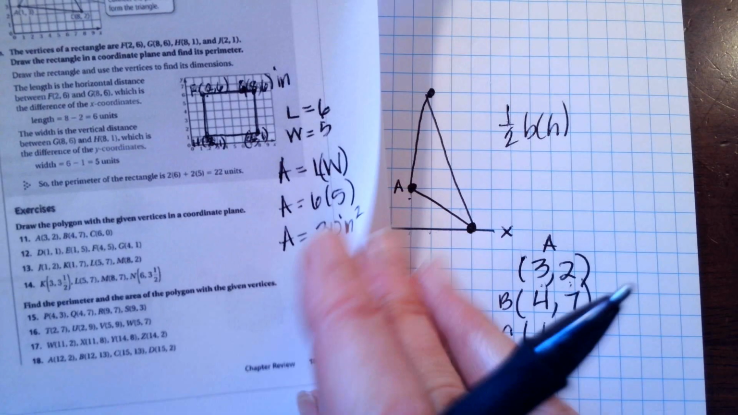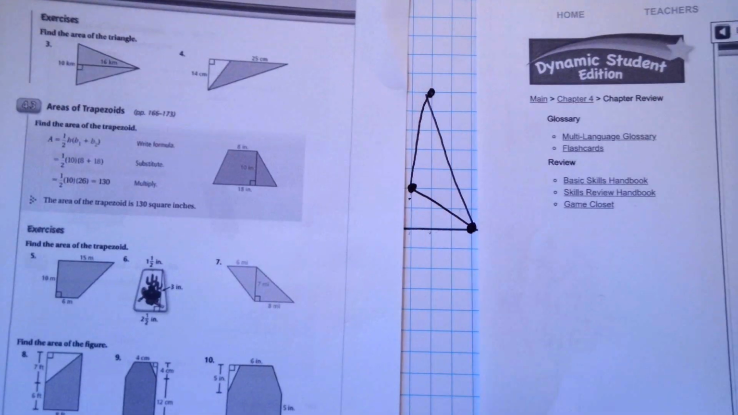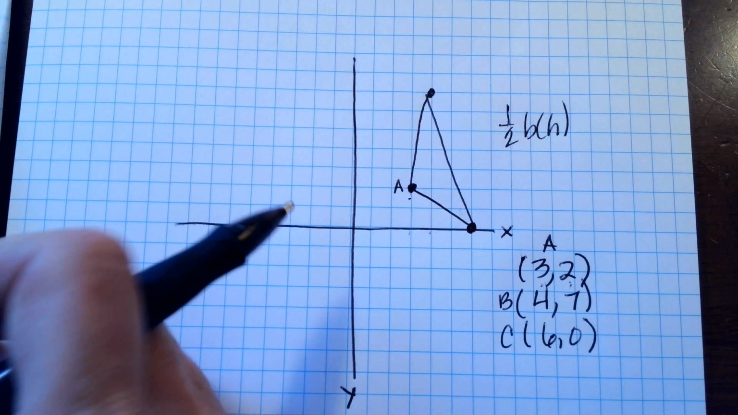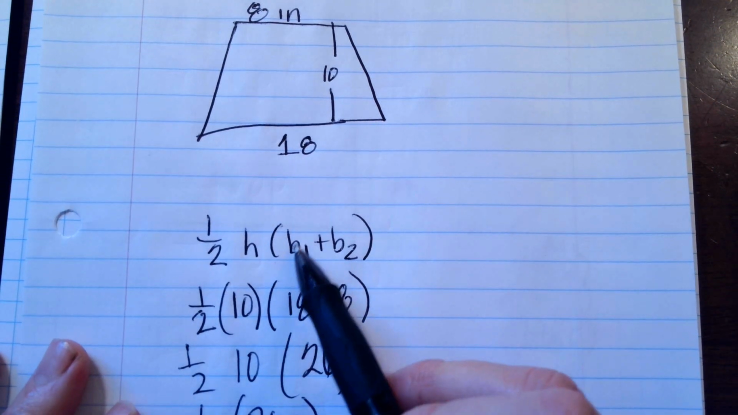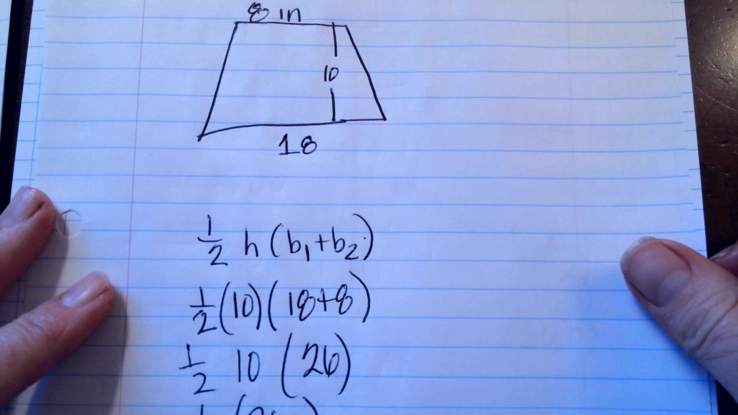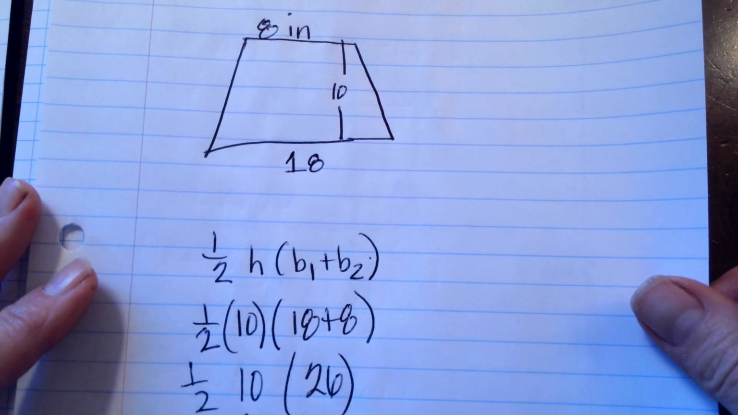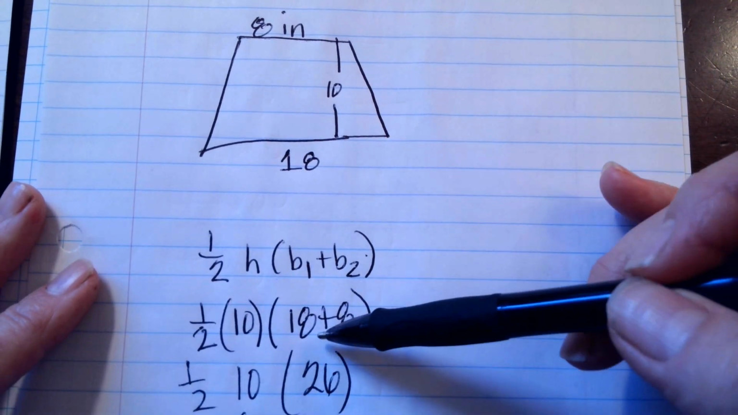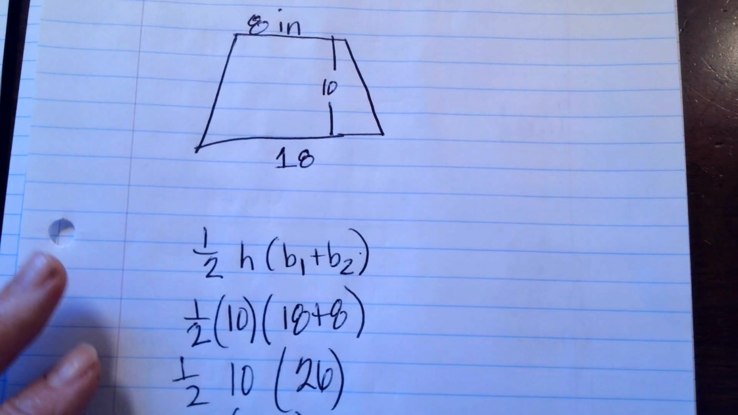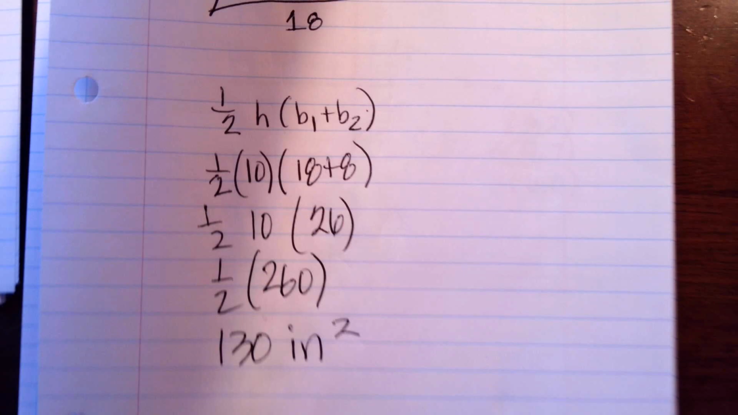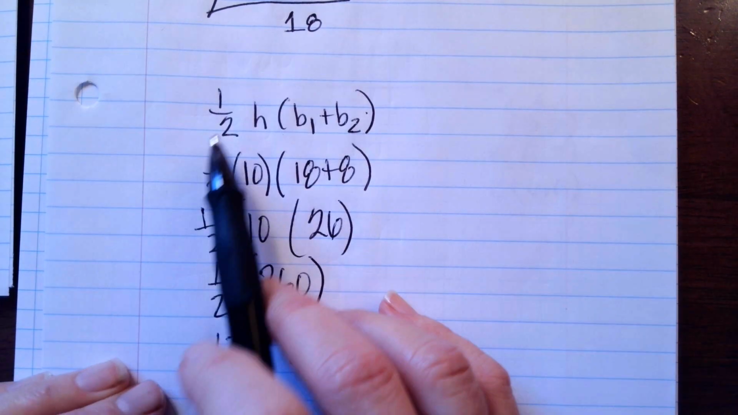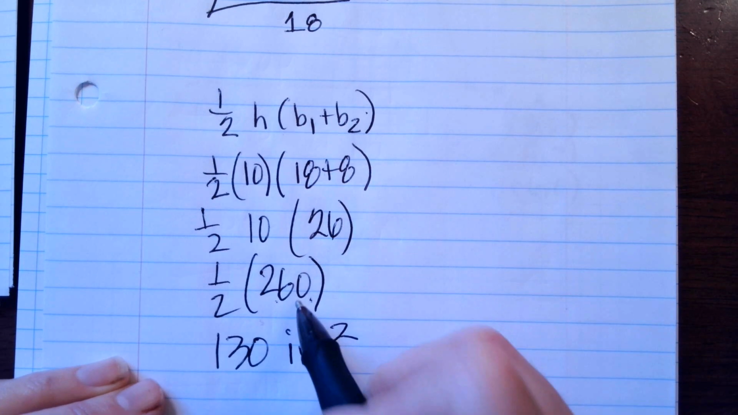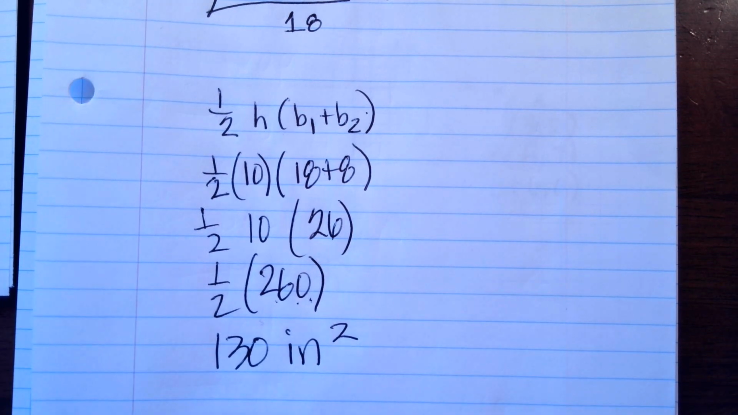Did you guys do that much, or no? No. Okay. To find the area of a trapezoid, which we already did, we did 1/2 height times base 1 plus base 2. So we plug in all of the information. Our base 1 and base 2 equals 26 times our height is 10, which equals 260. And then because our formula said we have to do 1/2, we split that in half. It's 130 inches squared.